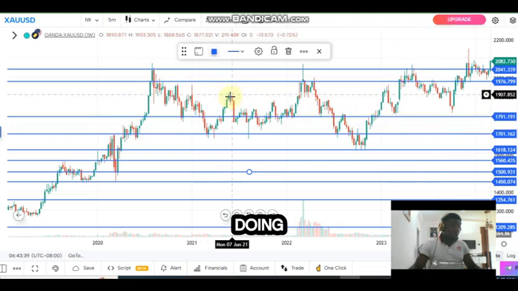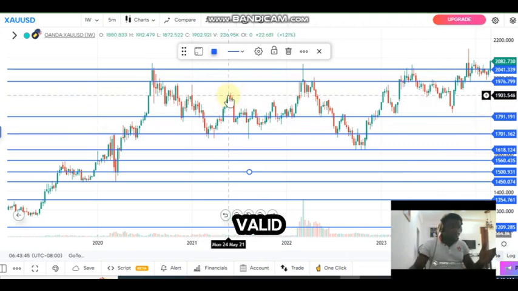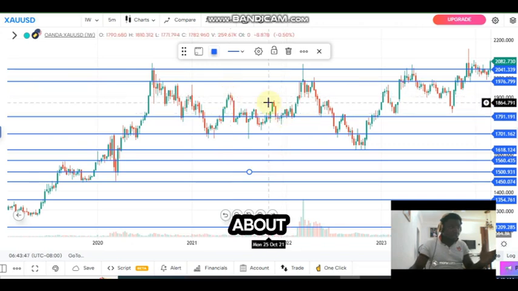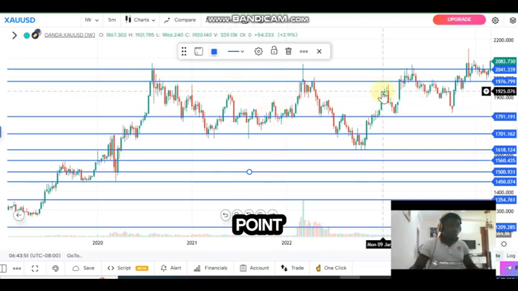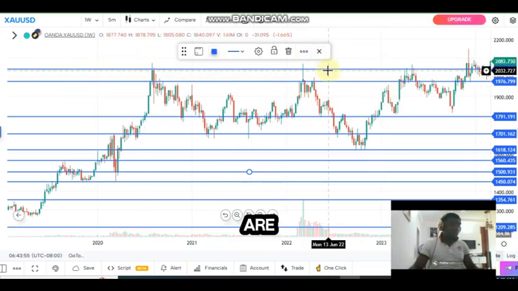So these points are valid. Take note, we're talking about the weekly time frame. These are points of interest to us on a weekly time frame. Don't joke with it. So let's see.